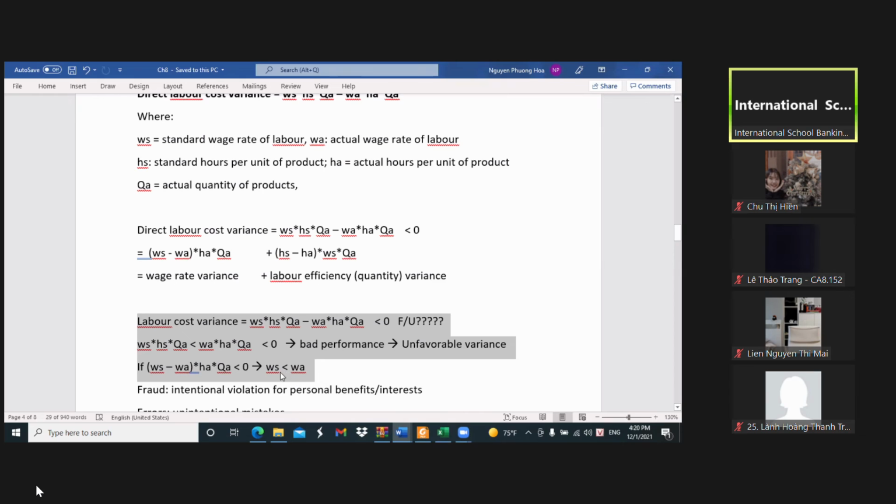Now, what are the reasons for the high actual wage rate? The actual wage rate of the company is higher than the standard. The company pays more for one hour, and it becomes more expensive for the company. So the company has to investigate why, and whether the company can accept it. Any ideas?